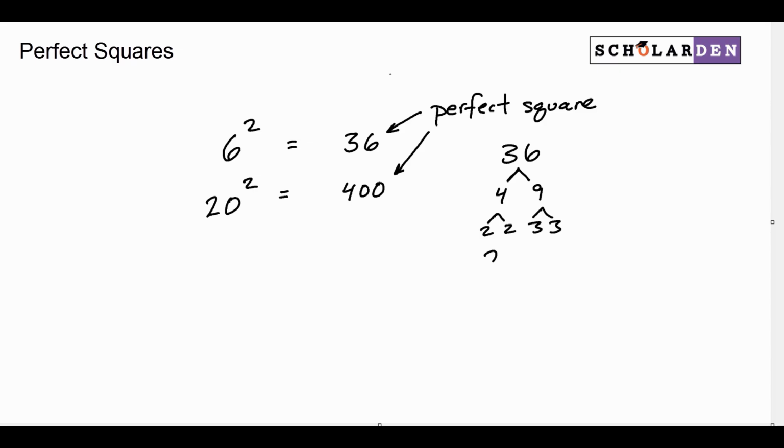So notice its prime factorization is 2 squared times 3 squared. And since both of these are even, that tells me that it must be a perfect square. So the prime factorization of 400 happens to be 2 squared times 5 squared. Sorry, I meant to say 2 to the 4th times 5 squared. And we notice that that's an even number and that's an even number, and that tells us that it must have been a perfect square.